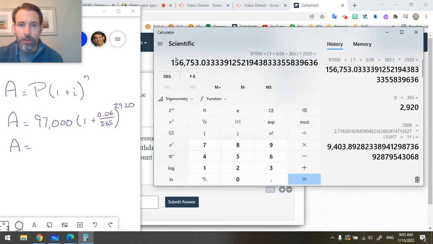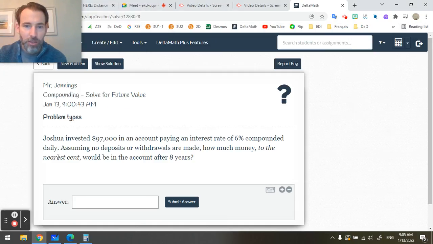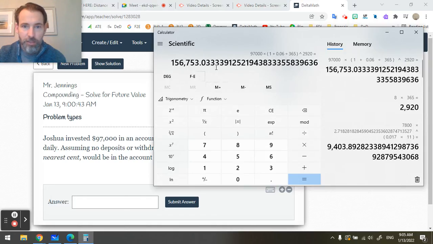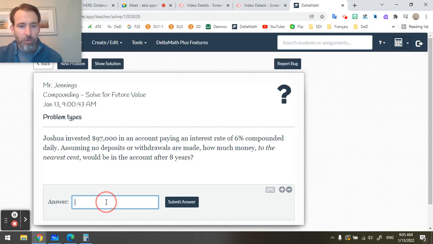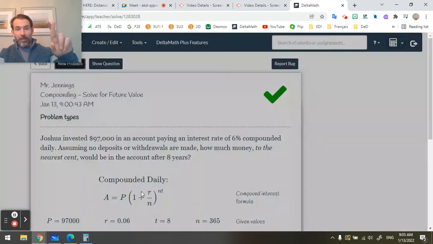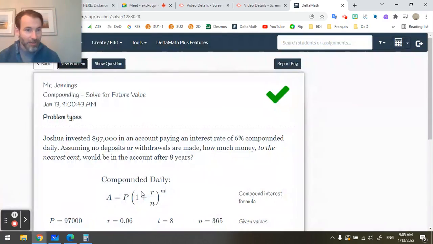Equals this amount. Okay, so there we go. That is our answer, and we've been asked to give this to the nearest cent. So let's take this answer to the nearest cent, copy that and put that in there. And remember, Delta Math doesn't like commas. Yay! Okay, so that's how you do these types of questions, solving for the amount.